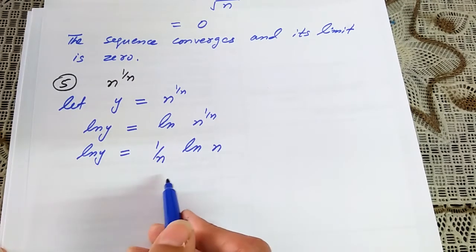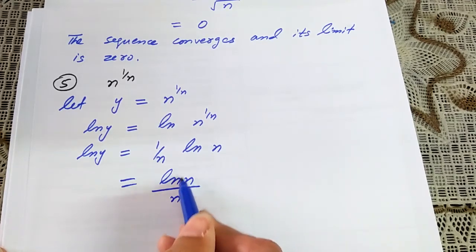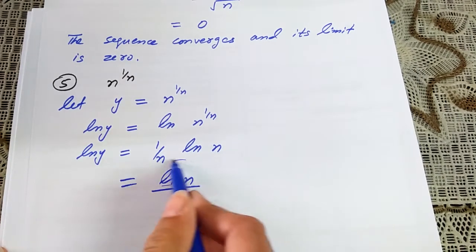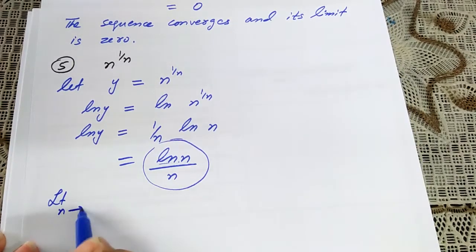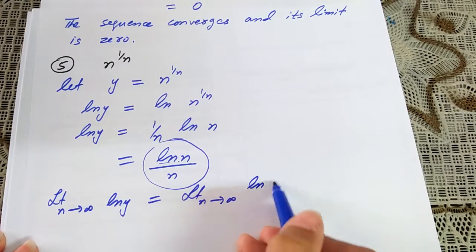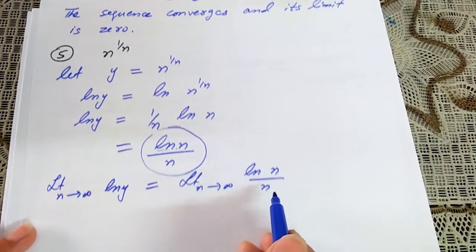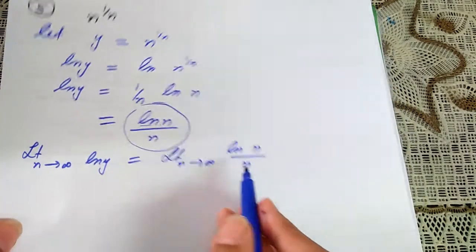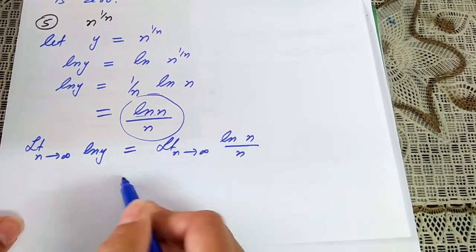Now this can be written as ln n over n. This is ln, and this n is n, don't get confused with these two n's. Now we need to know this limit. Applying the limit on both sides, limit n approaches infinity of ln y equals limit n approaches infinity of ln n over n. We cannot directly put the limit in this because it will give an indeterminate form. You can use L'Hopital's rule here.